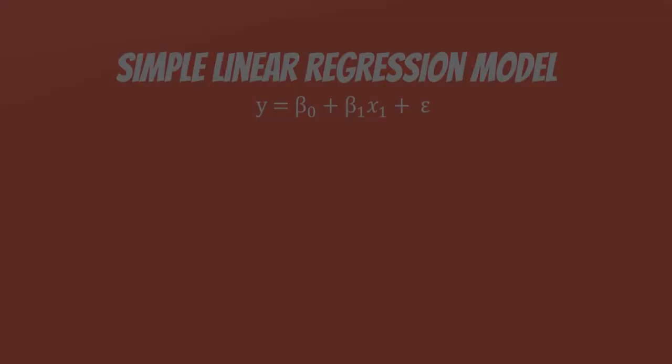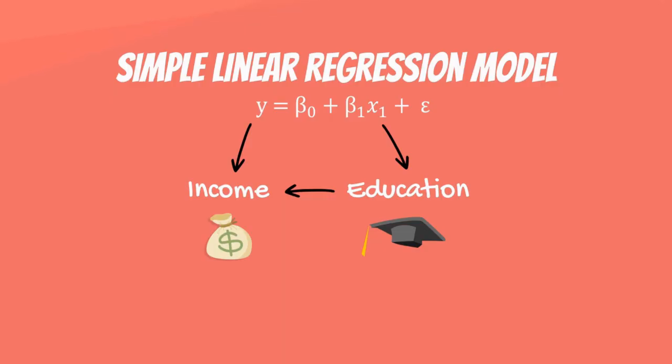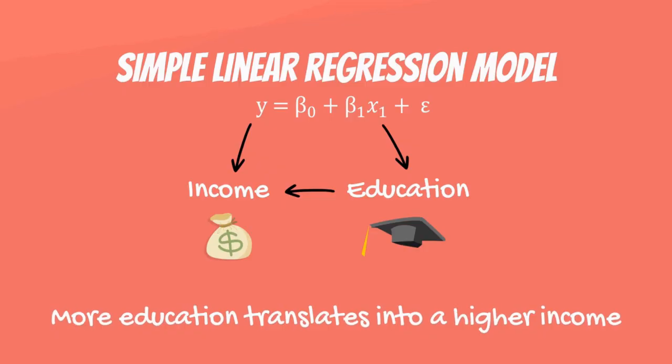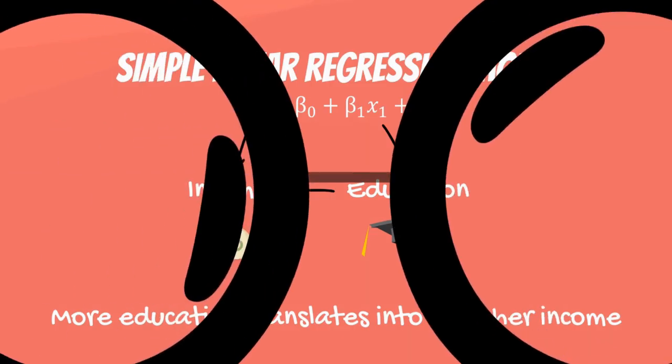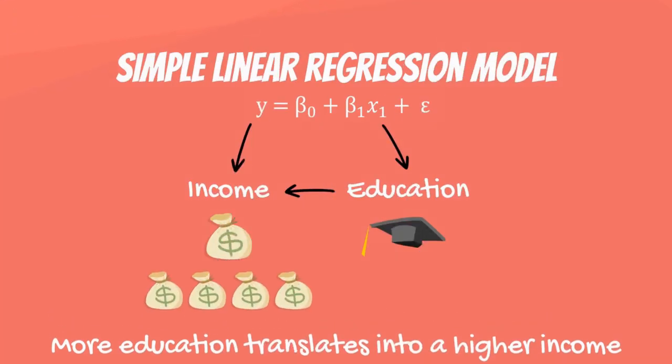Think about the following equation. The income a person receives depends on the number of years of education that person has received. The dependent variable is income, while the independent variable is years of education. There is a causal relationship between the two. The more education you get, the higher income you are likely to receive. This relationship is so trivial that it is probably the reason you are watching this course right now. You want to get a higher income, so you are increasing your education.